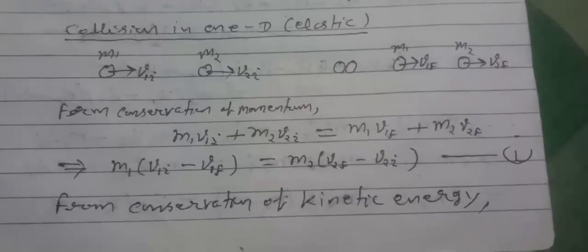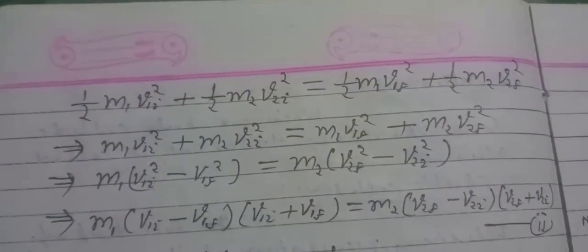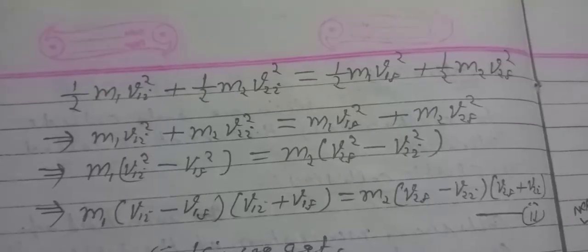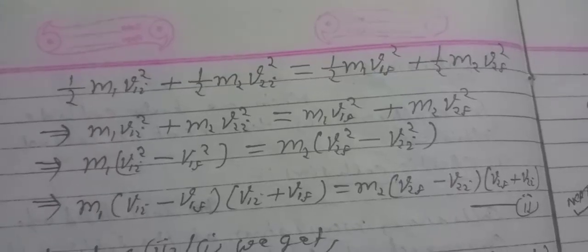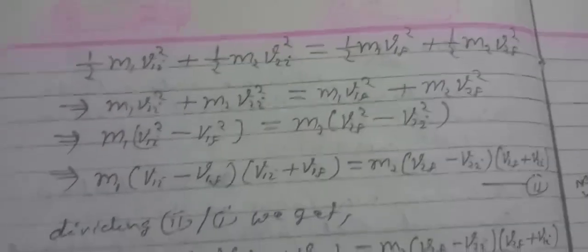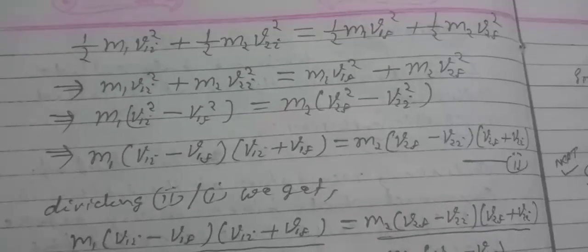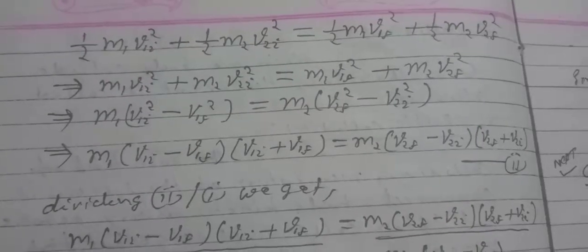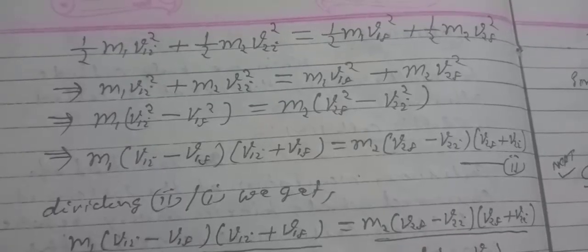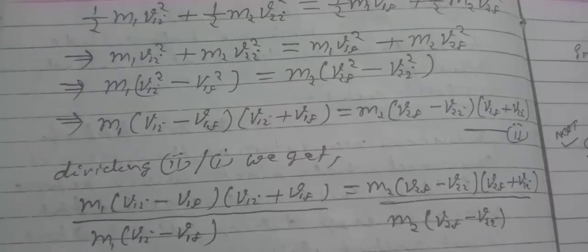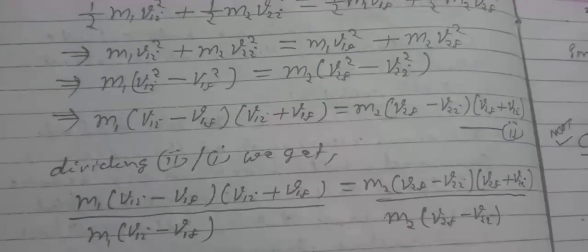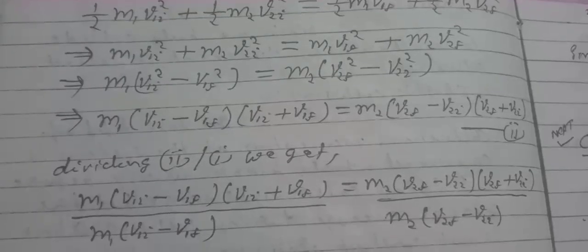Equation 1. From conservation of kinetic energy, 1/2 m1 v1i² + 1/2 m2 v2i² = 1/2 m1 v1f² + 1/2 m2 v2f². This implies m1 v1i² + m2 v2i² = m1 v1f² + m2 v2f². This implies m1(v1i² - v1f²) = m2(v2f² - v2i²).